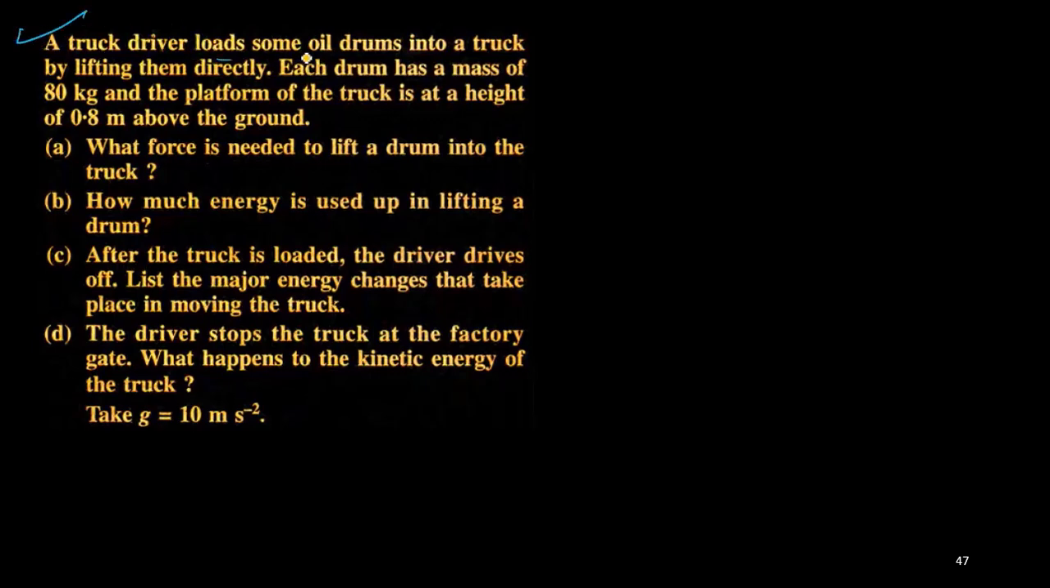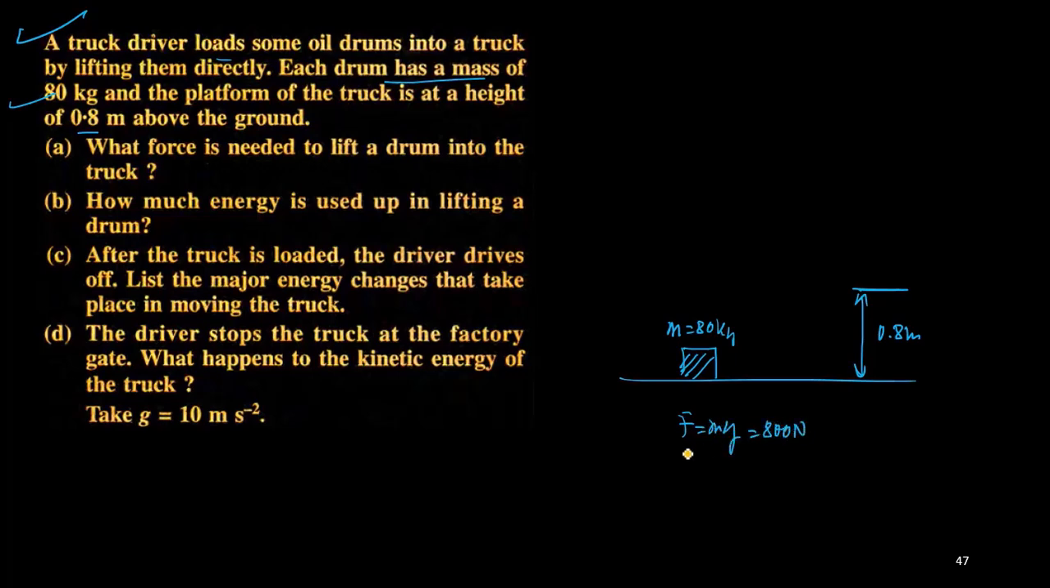A truck driver loads some oil drums into a truck by lifting them directly. Each drum has a mass of 80 kg and the platform of the truck is at a height of 0.8 meter above the ground. So this is the platform of the truck where you have to elevate the drums. What force is needed to lift a drum into the truck? So the mass of the drum is 80 kg. In order to lift that, you need a force equal to mg, 800 Newton. So this much force you require so that you can lift this body.